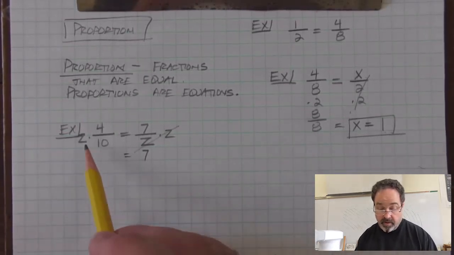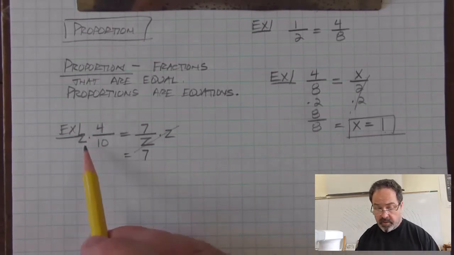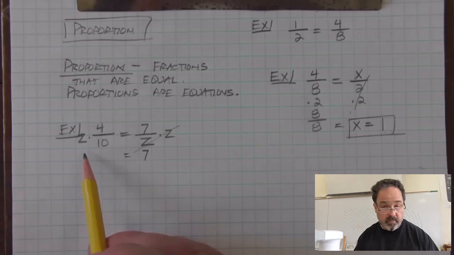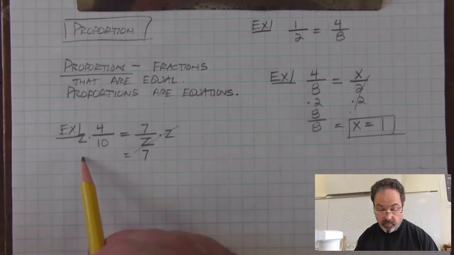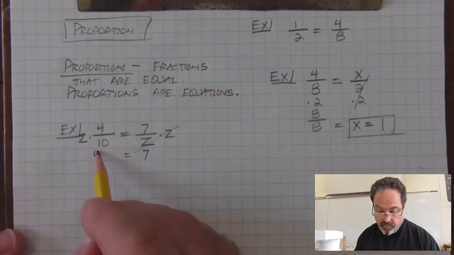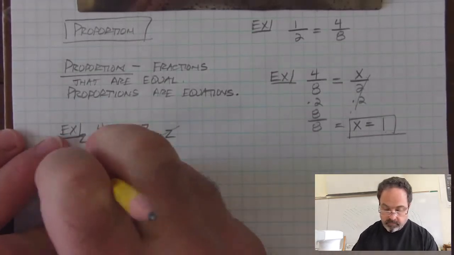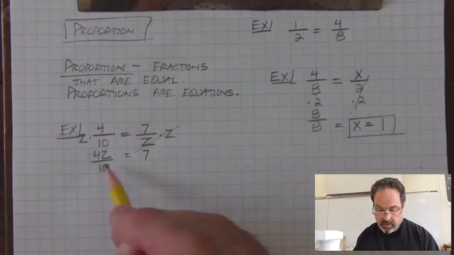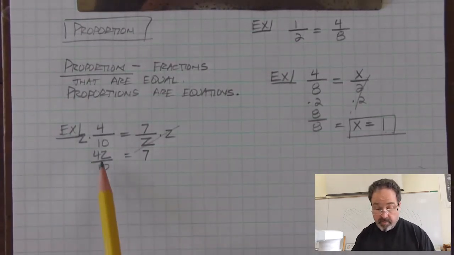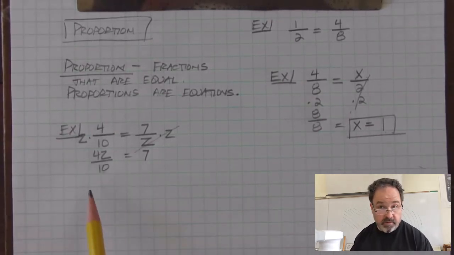And on the left, I have z times 4/10. I could think of this as z over 1 and multiply the fractions, z over 1 times 4 over 10, and I will get 4z over 10. I still have the unknown z, but it's no longer in the denominator. It's a little bit easier to deal with.